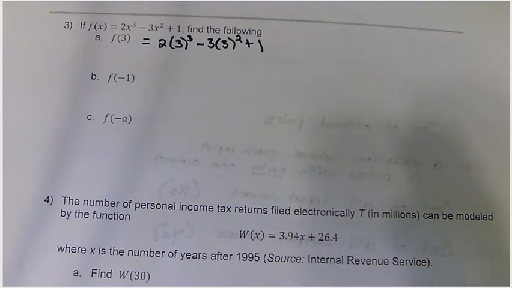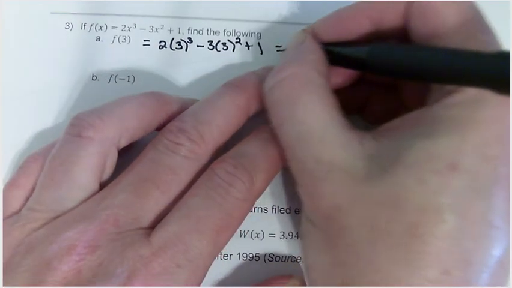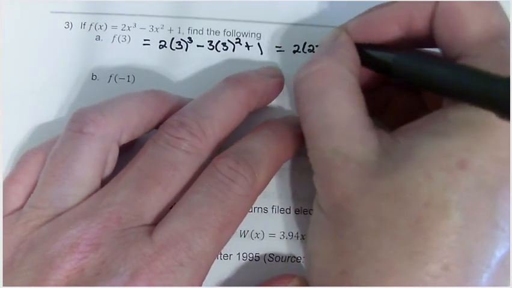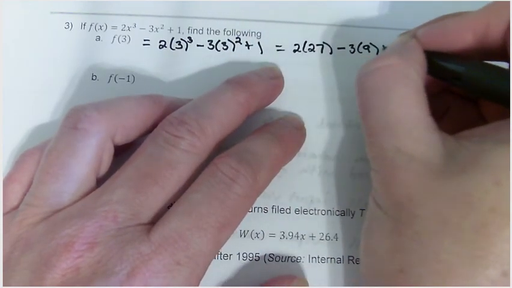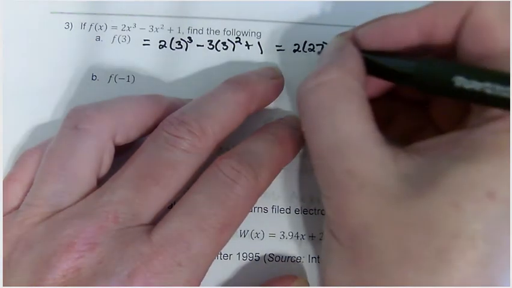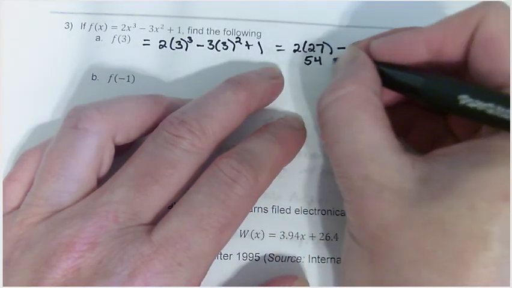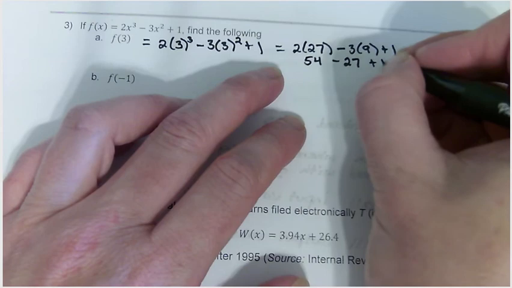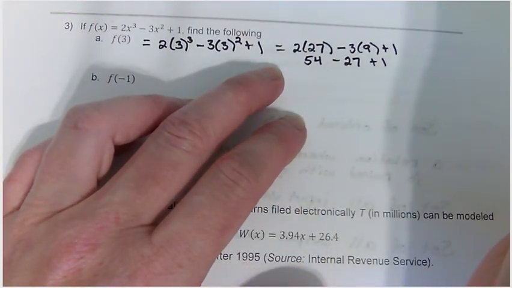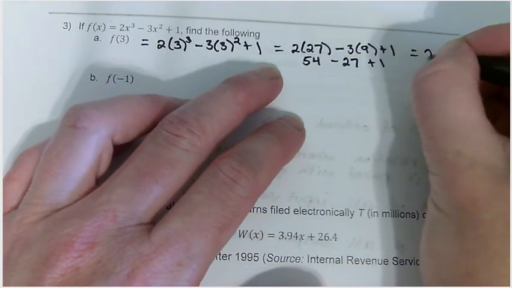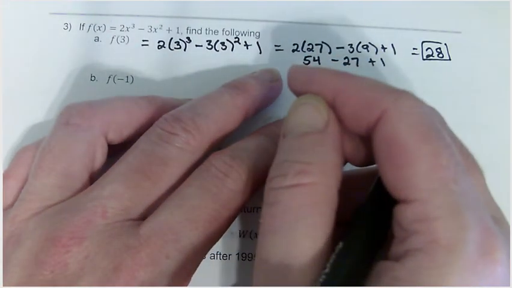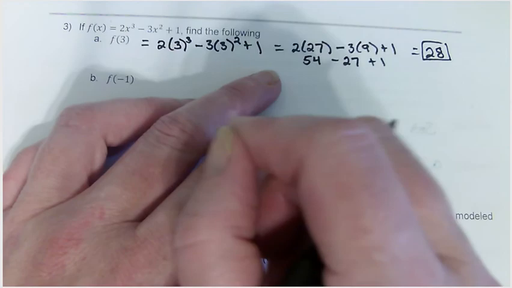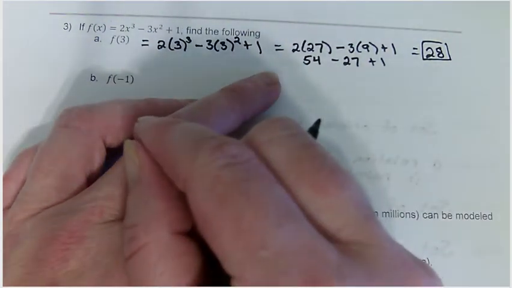And I'm going to go ahead and do that. Well, I'll do it by hand. That's 2 times 27 minus 3 times 9 plus 1. That's 54 minus 27. 54 minus 27 is 27 plus 1 is 28. So I'm given an input value. I will get out an output. In other words, the y value that goes with that x.